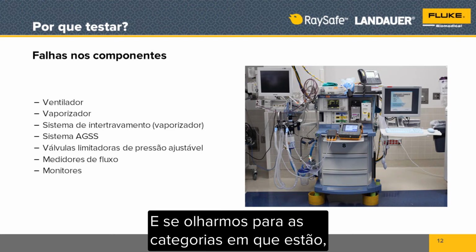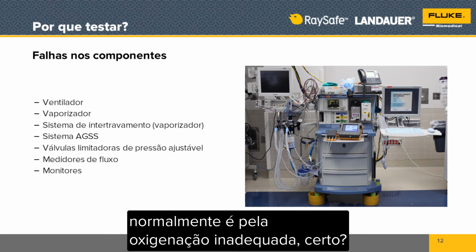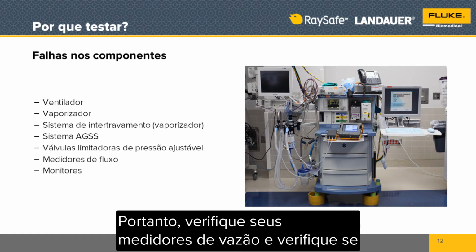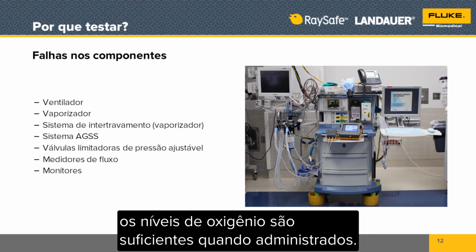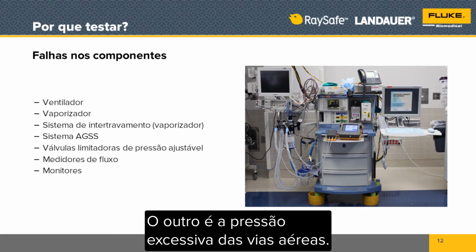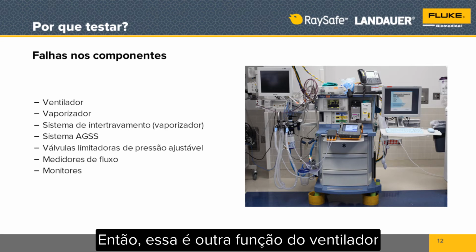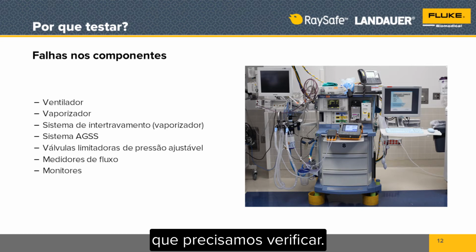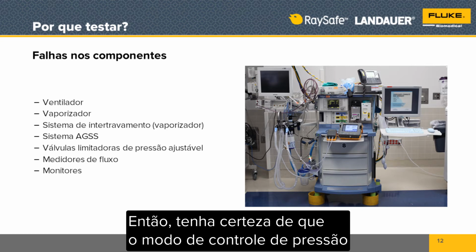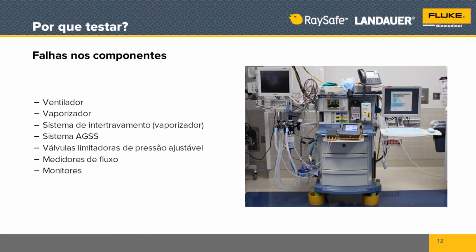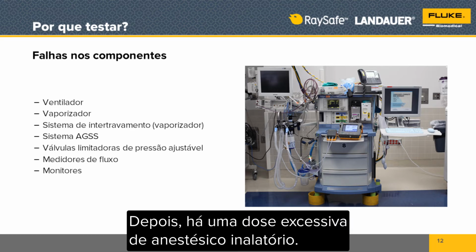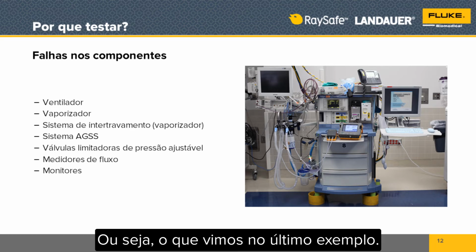If we look at the buckets that those fall into, it's typically inadequate oxygenation, right? So checking your flow meters and making sure that oxygen levels are sufficient and as administered. The other is excessive airway pressure, so another ventilator function that we need to check out. You want to make sure that your pressure control mode is working correctly. And then there's overdose of inhalational anesthetic, which is what we saw in the last example.